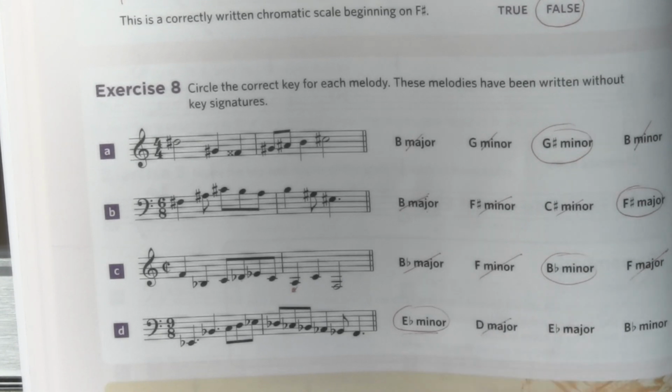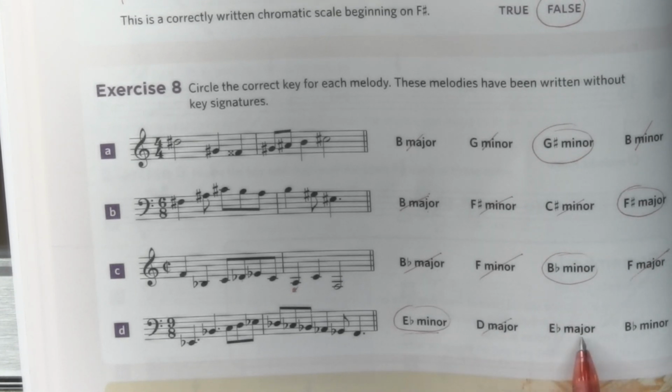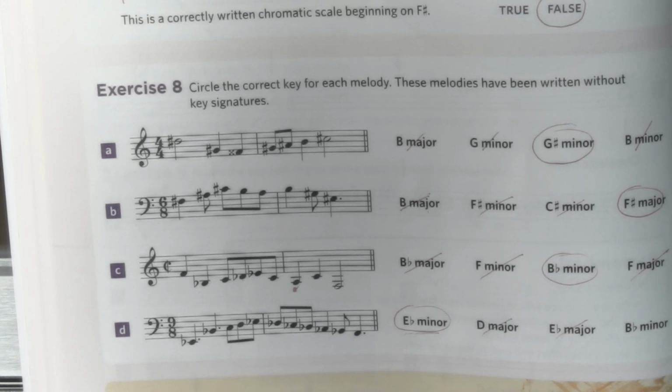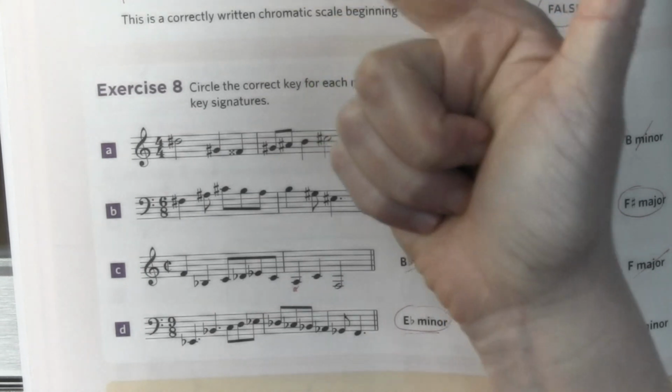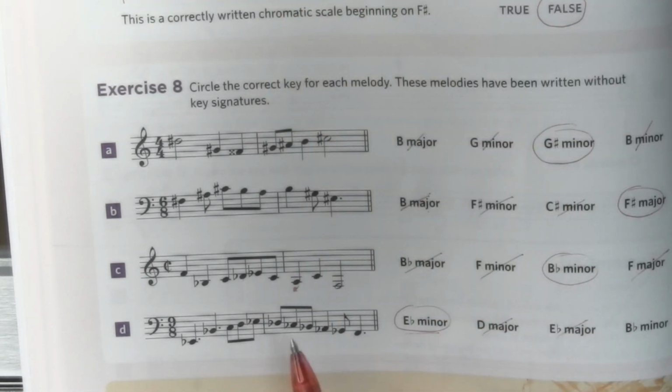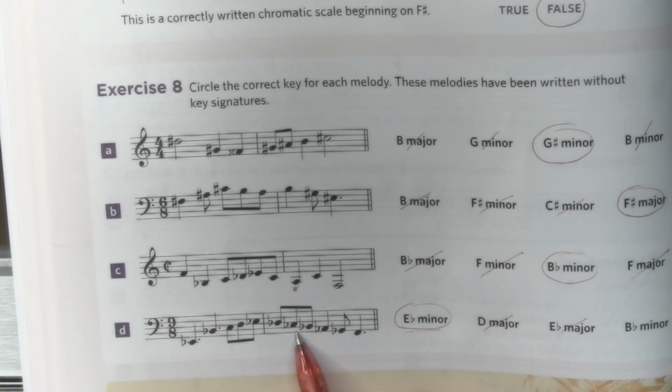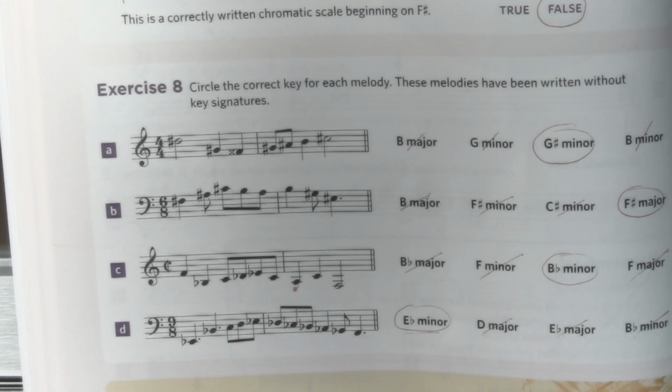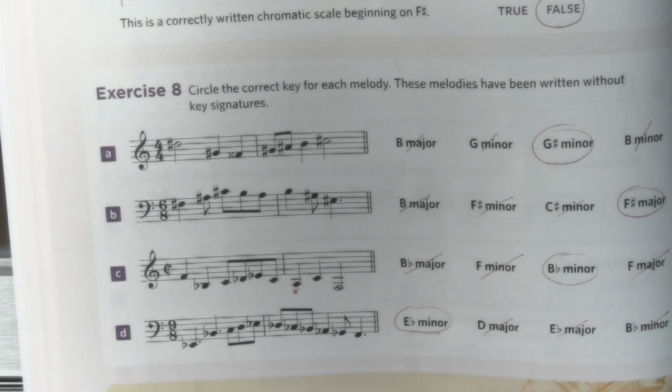D major has sharps, so it can't be. E flat major has only 3 flats, so it can't be. And B flat minor is the relative minor of D flat major, and D flat major has si, mi, la, re, sol, 5 flats, but it doesn't have do flat. So we must exclude also B flat major. And this is the right answer of this very last exercise.